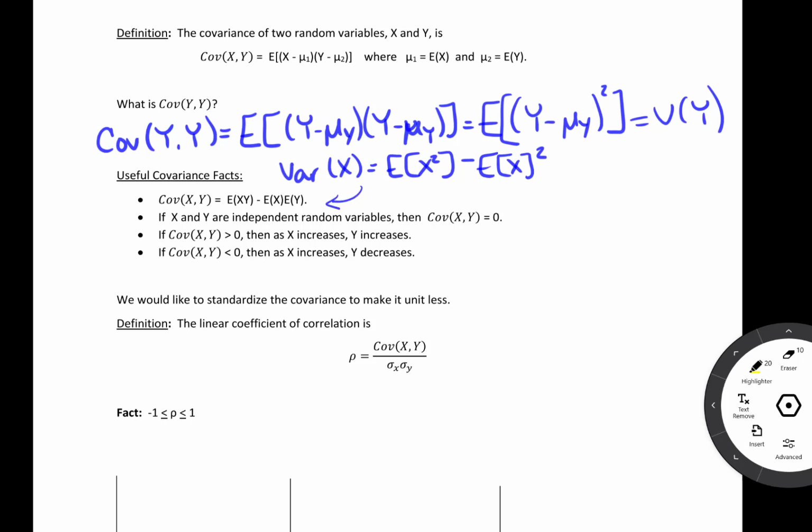It ends up that if x and y are independent, then the covariance of x and y is equal to 0. And if that covariance is greater than 0, as x increases, y increases, and if it's negative, as x increases, y decreases. These two facts are exactly what we just saw on the previous page.